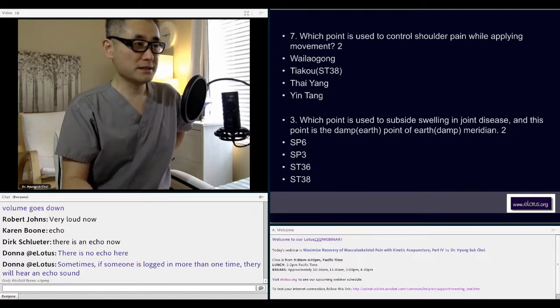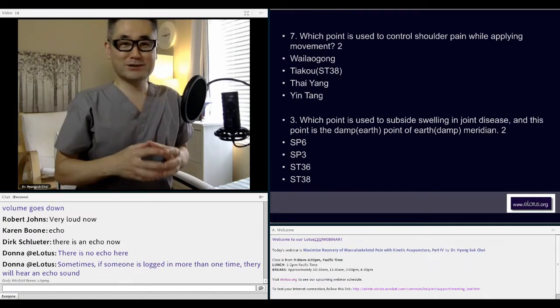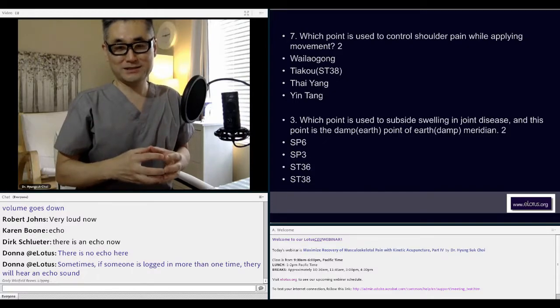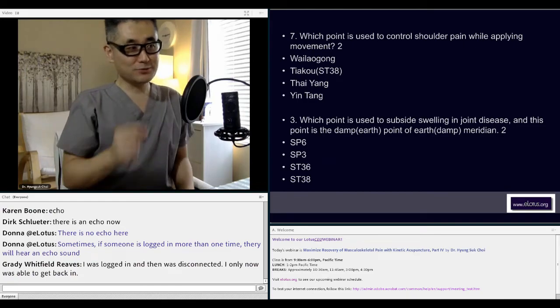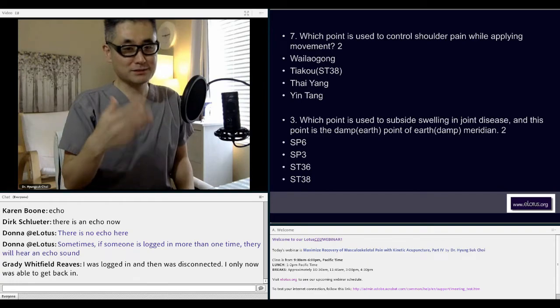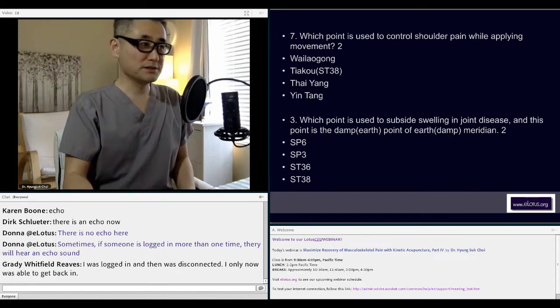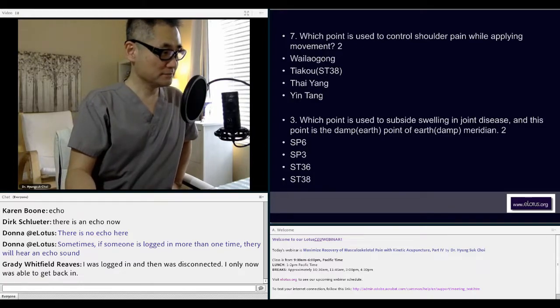And which point is used to subside swelling in joint disease? This point is the damp point of the earth meridian. So it has a very strong characteristic of being damp, swollen. So when you reduce that point, you can subside the swelling. It helps the circulation of the spleen channel. So the right answer is spleen 3.